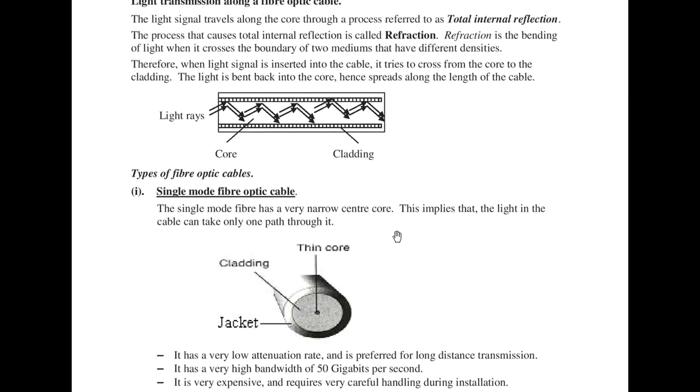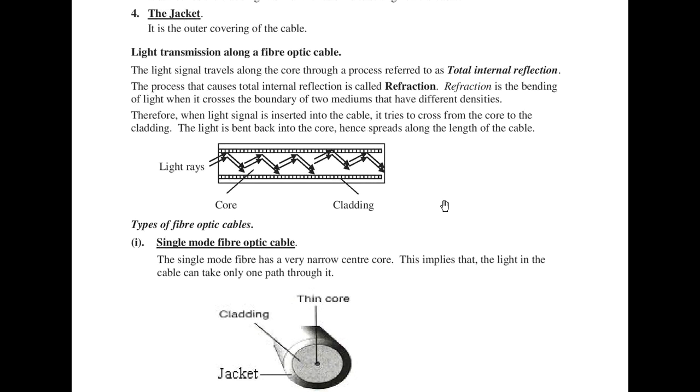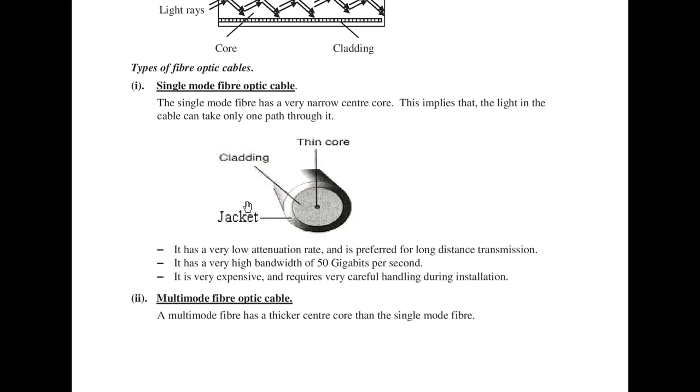So if you are asked to explain how fiber optic transmits data along its cable, the light signals travel along the core through a process referred to as total internal reflection. The process that causes total internal reflection is called refraction. Refraction is the bending of light when it crosses the boundary of two mediums that have different densities. So we have the diagram there explaining how the fiber optic cables transmit data. So you can have a look at that.